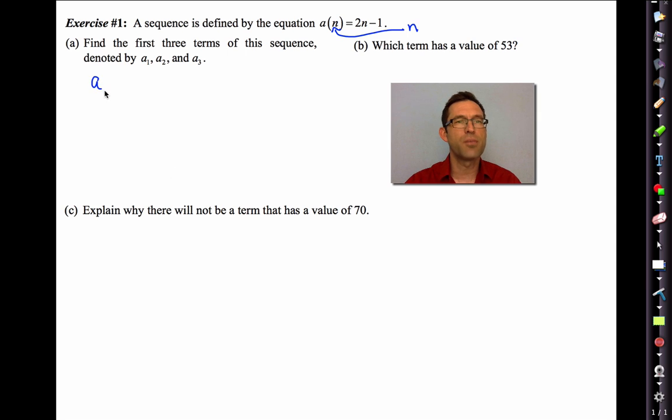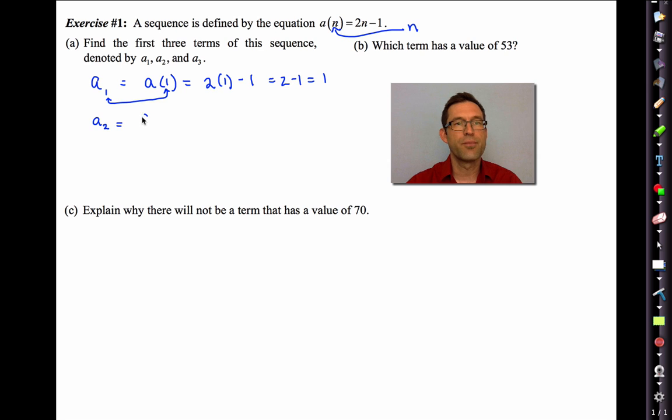So this is really simple. A sub 1, or the first element in the sequence, is just a of 1. These two things are the same. But the rule just says, we're just going to take the input, multiply it by 2, subtract 1. We'll have 2 minus 1 gives me 1. So my first element is 1.